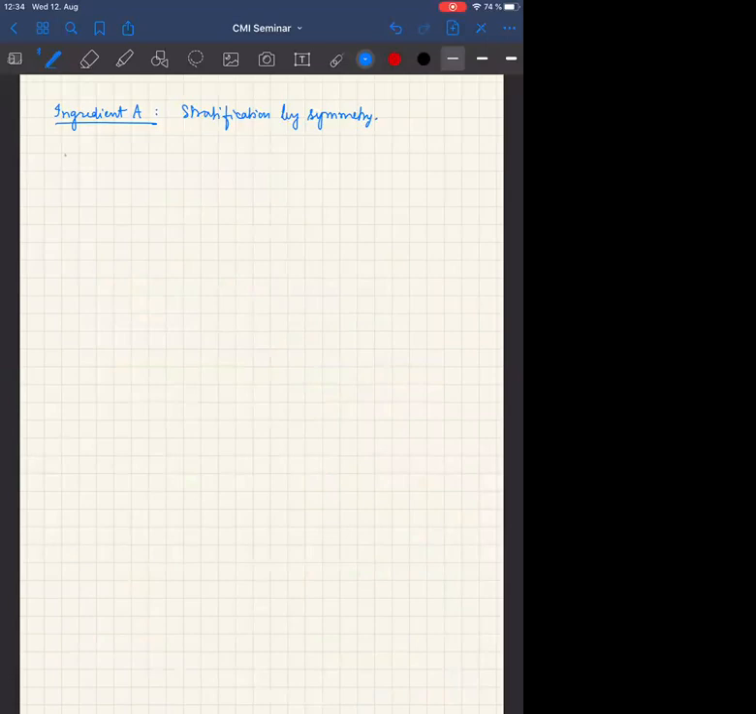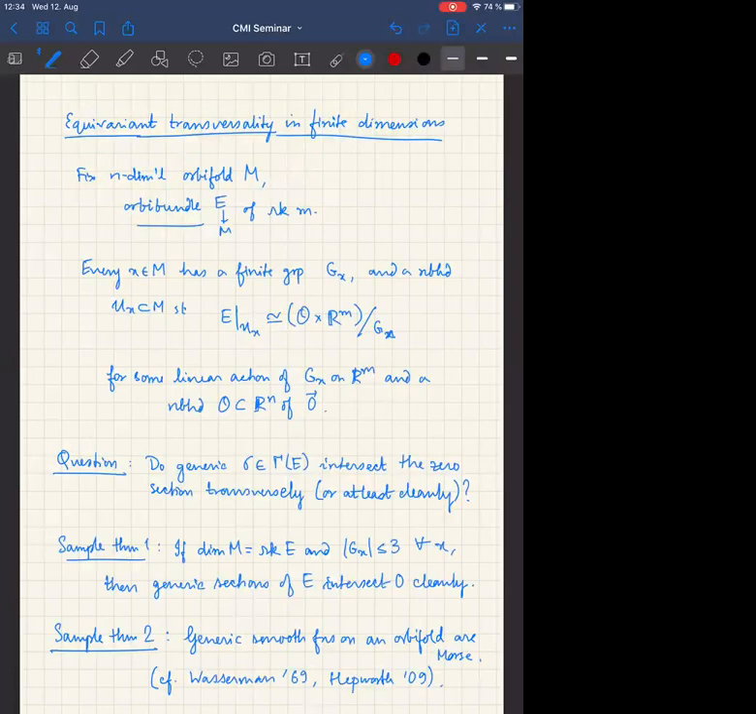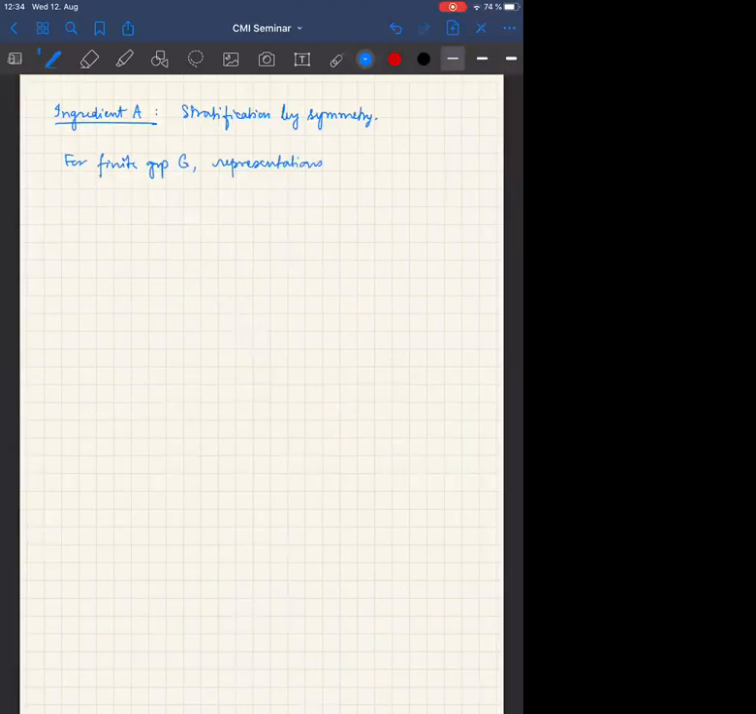So suppose we have a finite group, and suppose we have representations of that group. Remember that for an orbifold, Gx has a linear action on Rm, so we already have a notion of representation. So suppose we have representations like this and like this.